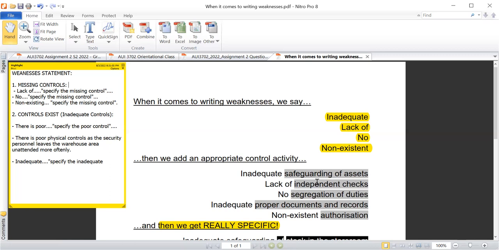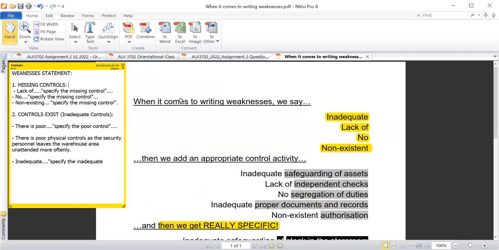Another way of wording it, if you don't want to use the word inadequate, you can say there is poor safeguarding of assets, or there is ineffective safeguarding of assets within the organization. That's another way of still portraying one and the same thing, other than simply saying inadequate this, inadequate that, et cetera. So you can use different terms, but they need to still go back to the very same point where we suggest that, okay, the control is there, but the issue is it's not being done correctly, or it's simply not achieving its intended purpose.